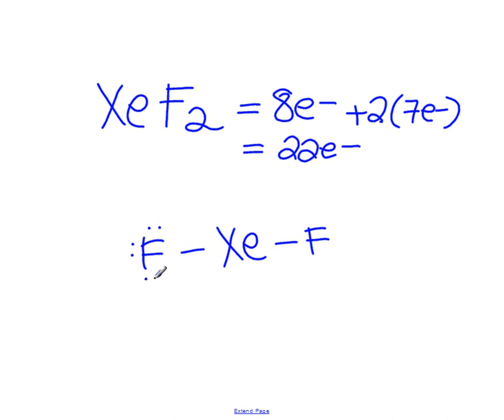2, 4, 6, 8, 10, 12. Always fill up the outer ones first with 8. I've put in 2, 4, 6, 8, 10, 12, 14, 16 electrons. That means I've got 6 more electrons to go. They have to go in the center. So you can already see there's 2 here, 2 bonds. Now I'm going to put 6 more. This is going to break our octet rule.